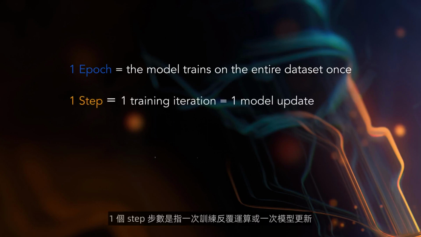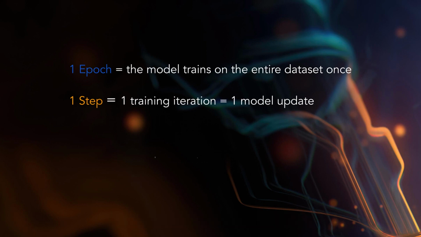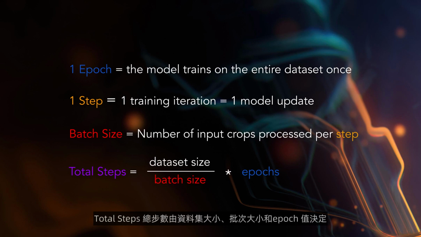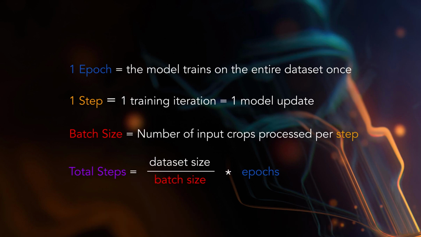One step is a single training iteration or one model update. The batch size indicates the number of input crops processed in each step, and the total steps are determined by your dataset size, your batch size, and your epochs.